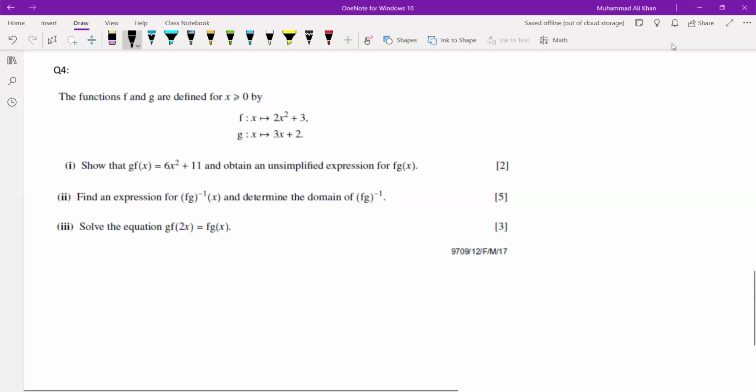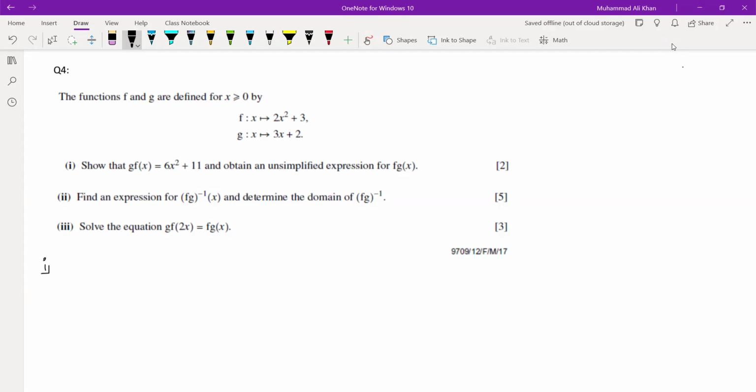Now, this is question number 4 from the past paper file. It is February-March 17, paper 1-2. Now, in the first part, yes, boys, here. In the first part, show that gf(x) is this and obtain an unsimplified expression for fg(x).